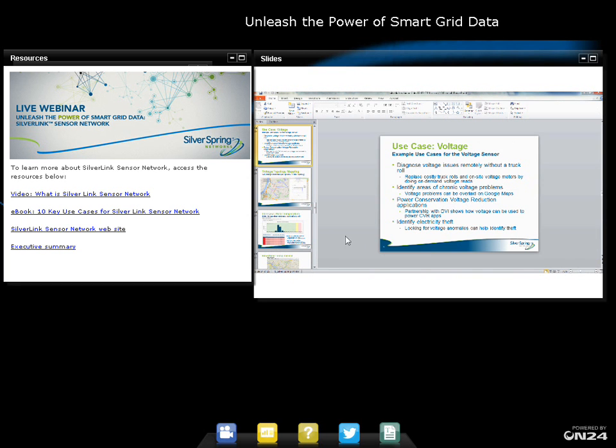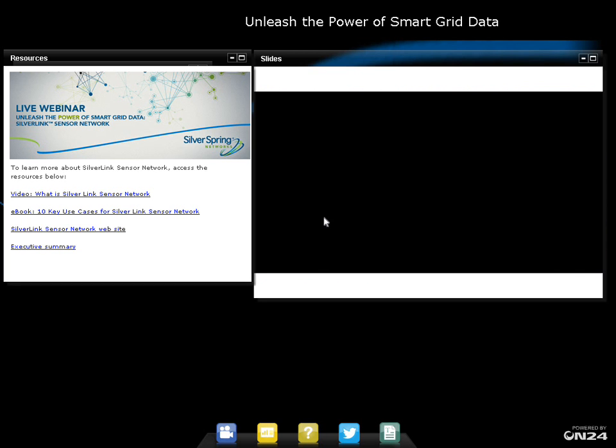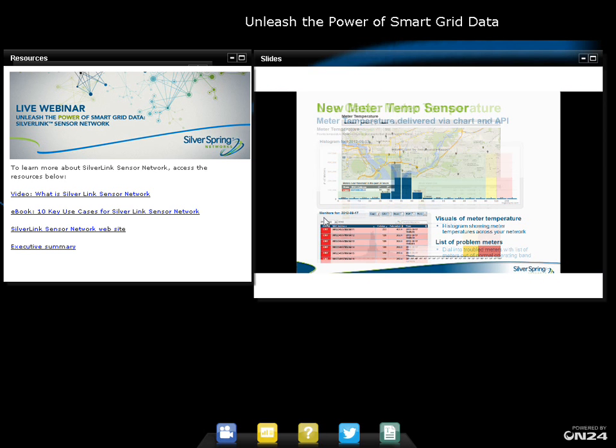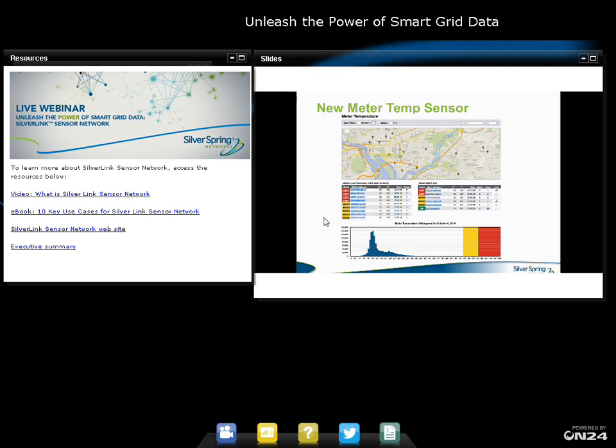The next example we're going to talk about very quickly here is meter temperature. Now, we've had a great partnership with some of our customers in developing a meter temperature feature that lets them monitor their entire service territory and look for exception meters that may be trending towards a warning territory. One of the things we're doing to enhance this is enabling our customers to put all of that information in context in closer to real time.